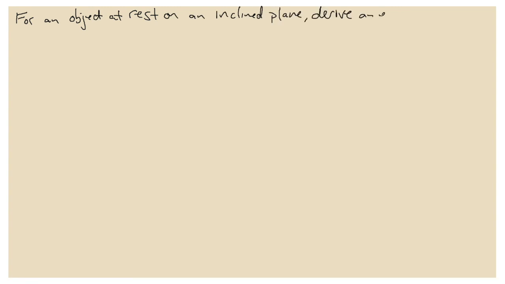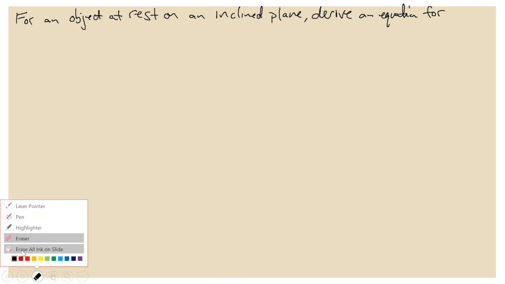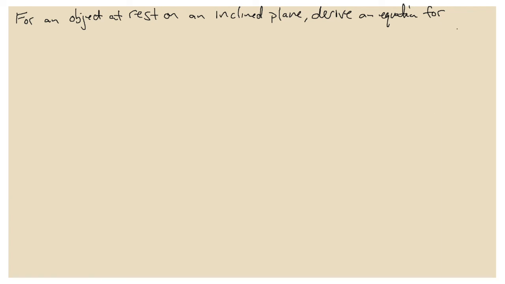And in this problem, what we are going to do is we are going to say, for an object at rest on an inclined plane, we want to derive an equation for the coefficient of static friction, mu with the subscript s. And so essentially what we're going to do here is we are going to use the free body diagram, use the equations that we generate from the free body diagram to come up with an equation for the coefficient of static friction.